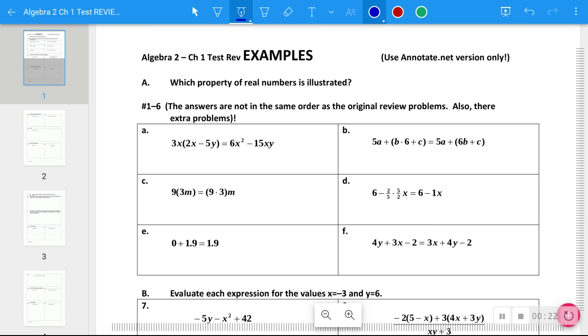Okay, the first property I'm going to show you here is the commutative property. And in the commutative property, the order of the numbers gets switched or reversed. So this one down here where you see 4y and 3x added becomes 3x and 4y added. That's a commutative property for addition.